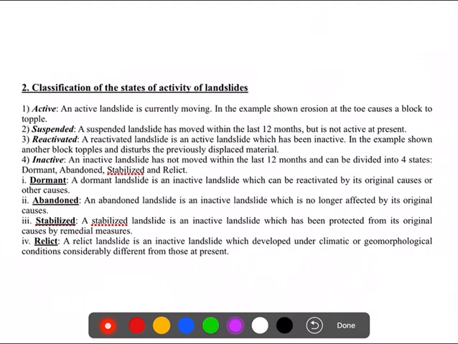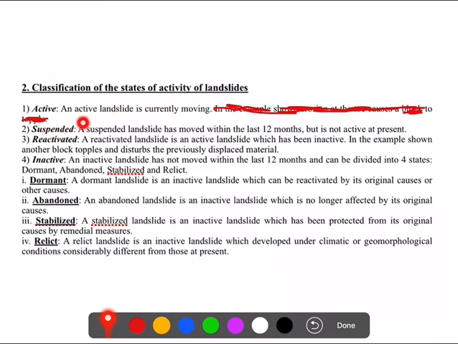So first here is active. What's an active landslide? An active landslide is currently moving. That means there is movement. It is currently active, so that is called an active landslide.